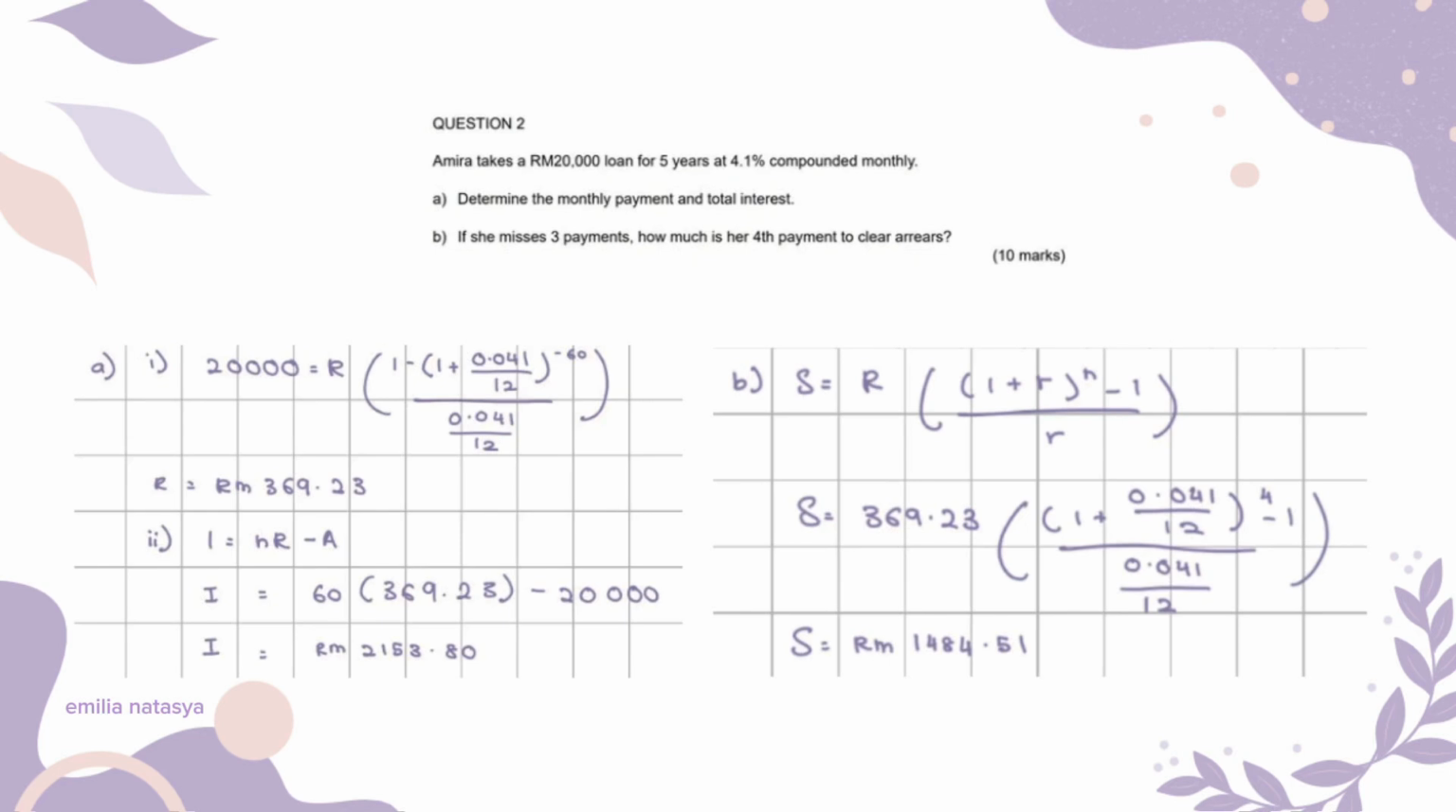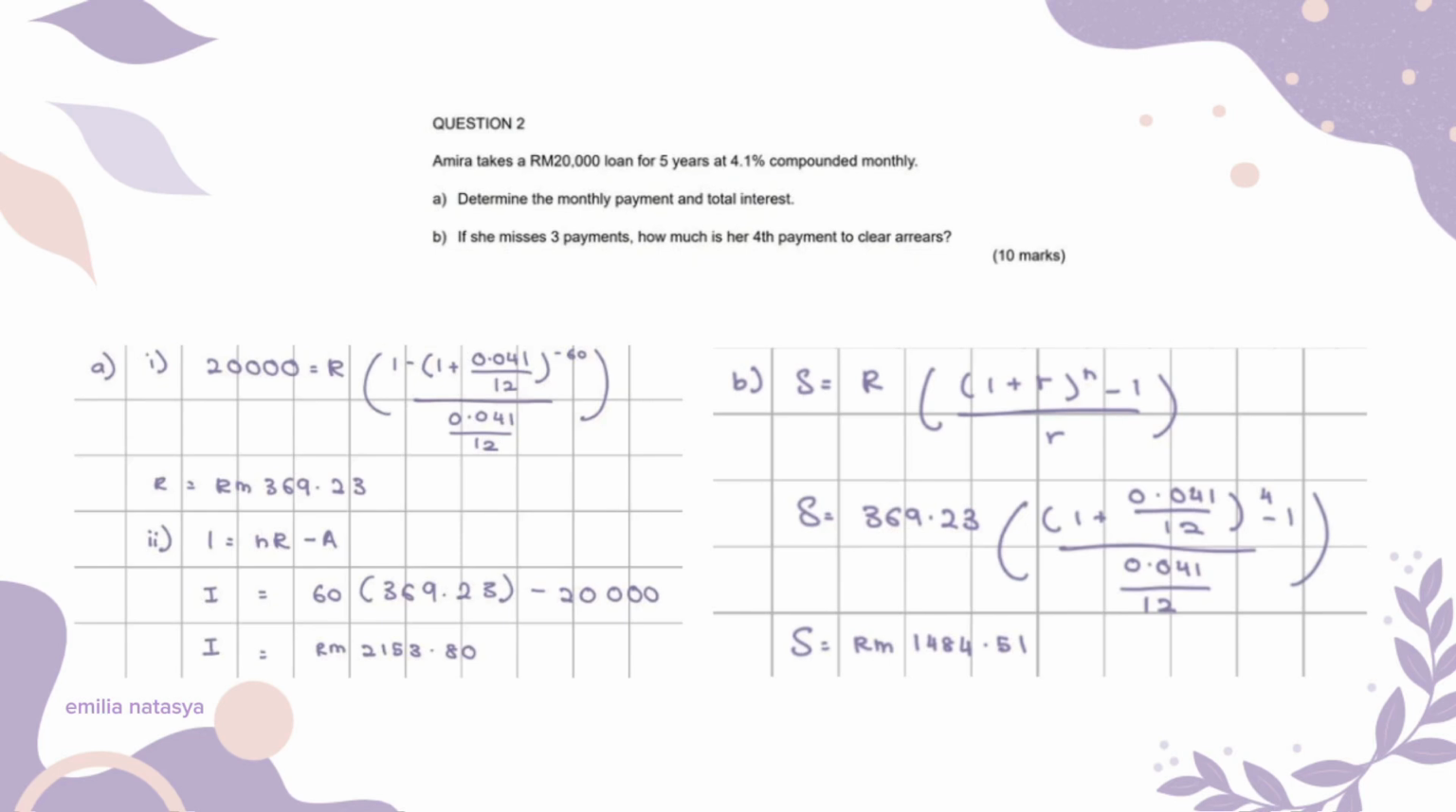Now, when we plug the values into the formula, we will get R equals 369 ringgit and 23 cents. So Amira must pay 369 ringgit and 23 cents every month for 5 years. To find the total interest, we multiply the monthly payment by the number of payments, then subtract the original loan amount. So in words, total interest equals open bracket 60 multiplied by 369 ringgit and 23 cents close bracket minus 20,000 ringgit. This gives an interest of 2,153 ringgit and 80 cents. So over 5 years, Amira pays a total interest of 2,153 ringgit and 80 cents.